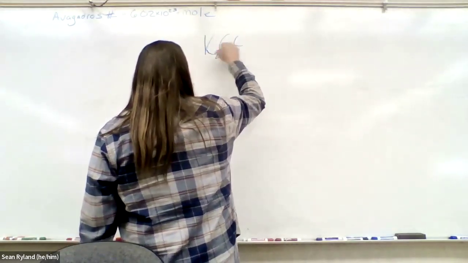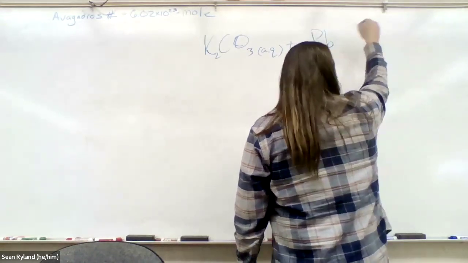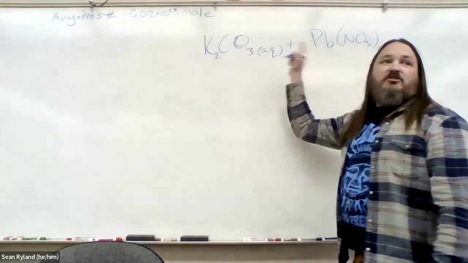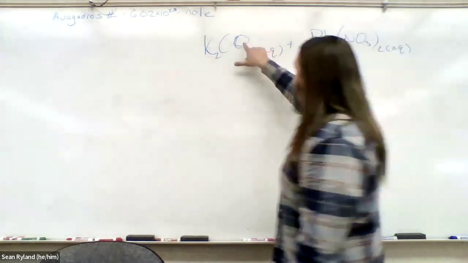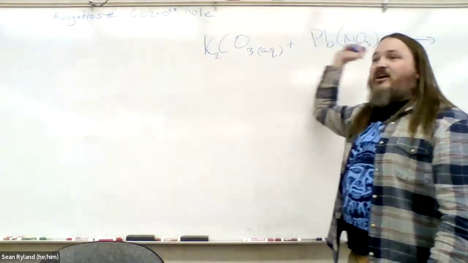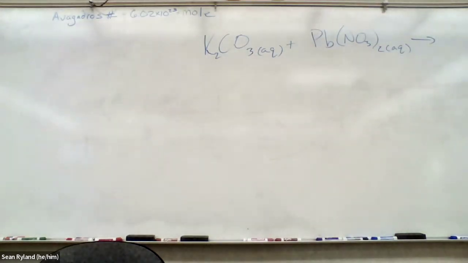So K2CO3 aqueous plus Pb(NO3)2 aqueous. We know what these ratios are because we remember our polyatomic ion charges, right? This is why it was worth memorizing that list. When those react, there's 2 new combinations. We could have potassium nitrate, or we could have lead carbonate. Lead carbonate is going to be a solid. Carbonates are generally insoluble with a few exceptions. Lead's not one of those exceptions. So we're going to make lead carbonate as a solid.